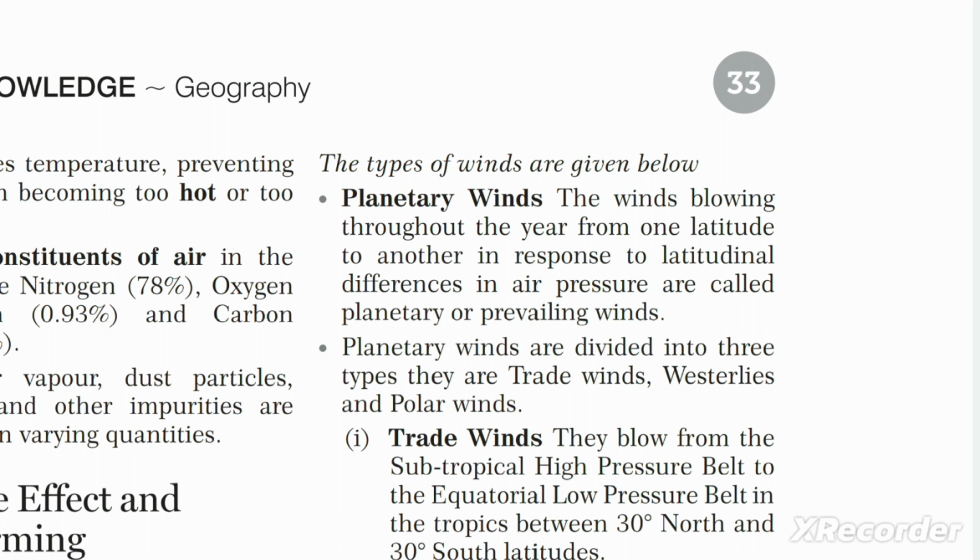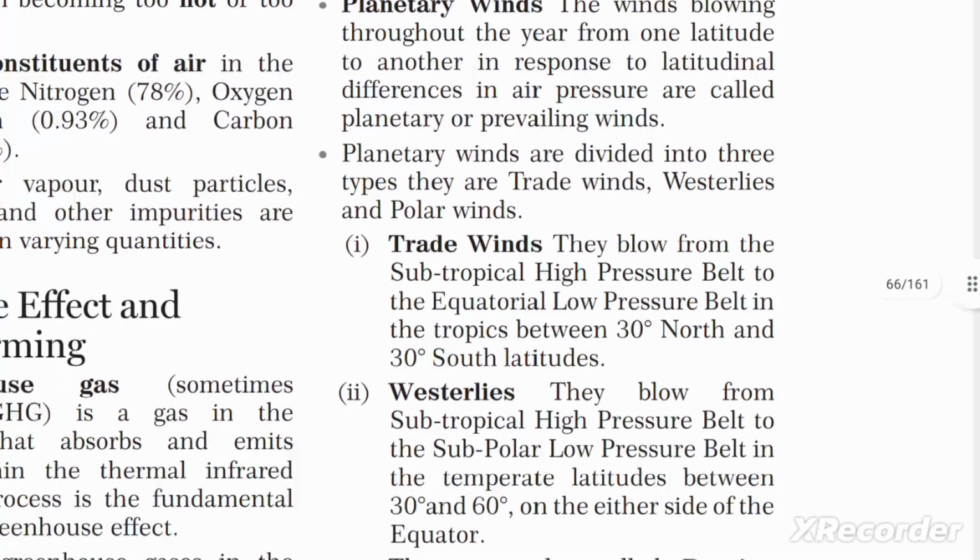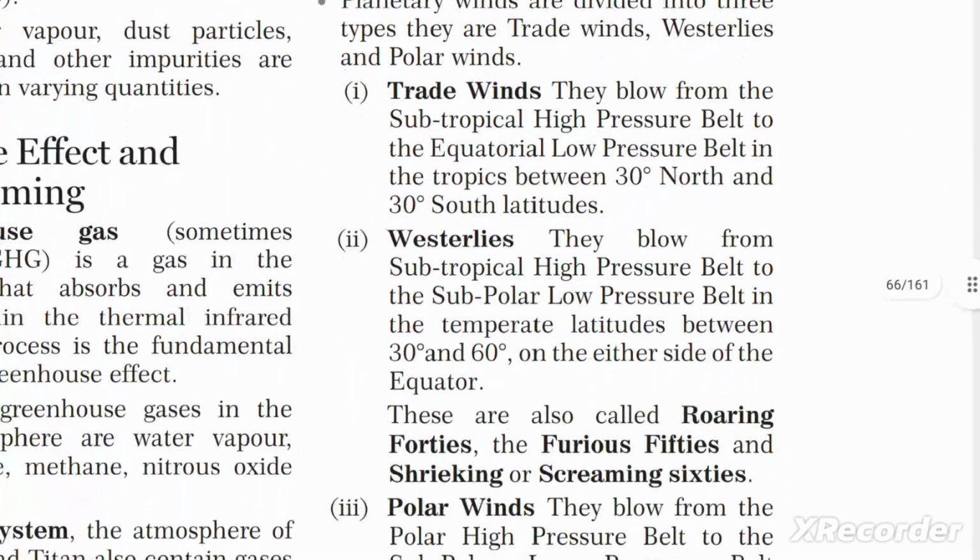Planetary winds are divided into three types. They are trade winds, westerlies, and polar easterlies. Trade winds blow from the subtropical high pressure belt to the equatorial low pressure belt in the tropics between 30 degrees north and 30 degrees south latitude.